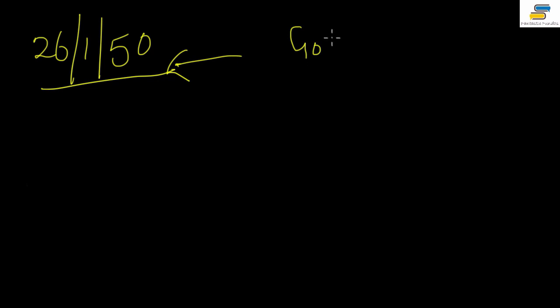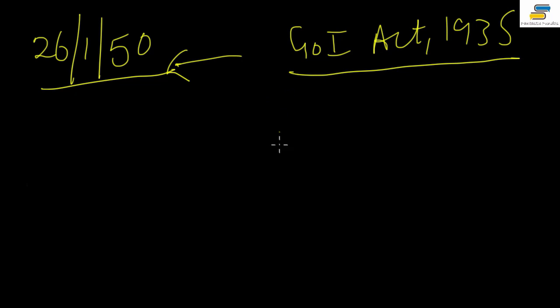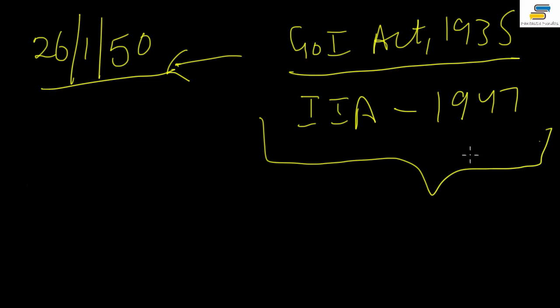One was the Government of India Act. I will be talking about this in our history lecture also in detail. And then came the India Independence Act, and this was in 1947. These acts were governing our country before the constitution came into being. And when our constitution came into being, these two were repealed under Article 395.